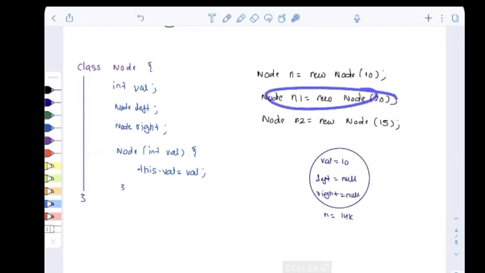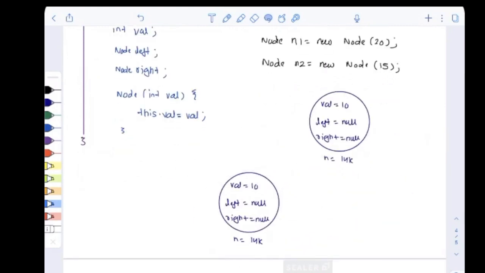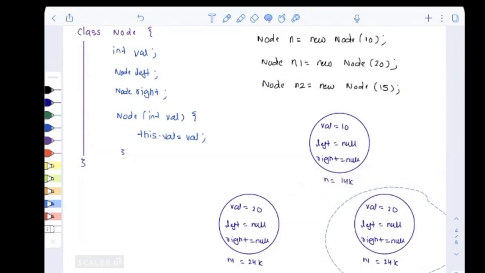Okay. Now, with this second line also, what is happening? You are creating an object of type node class. Suppose it got created at some address like 24k. Now, this 24k is nothing but the value of n1. And the val that we have passed is 20. Right. Now similarly with the third line also, what is happening, guys? You are creating a node, where suppose this node is getting created at some address 41k. Now this 41k is nothing but the value of your n2. And the value that we are providing here is 15.